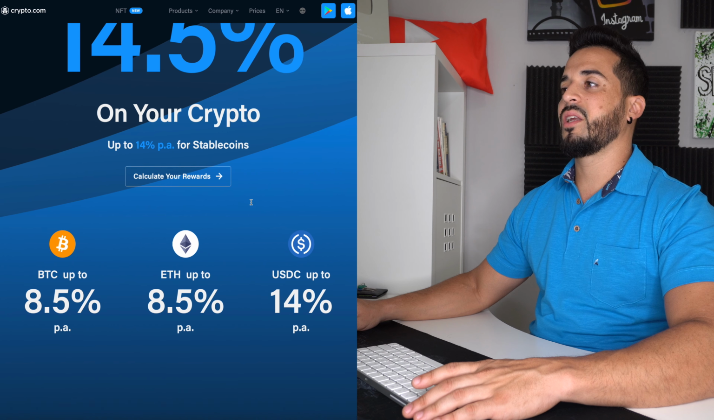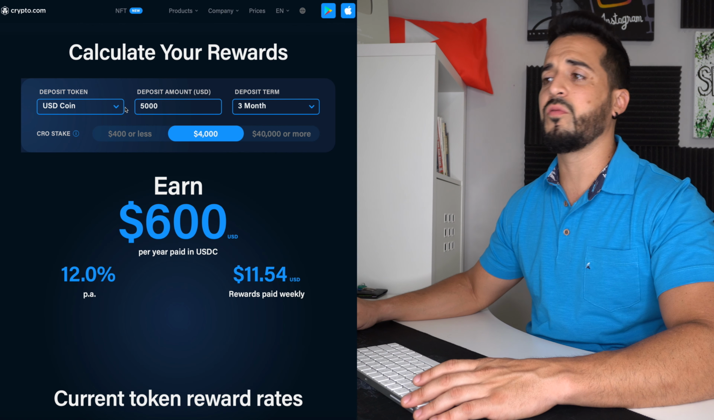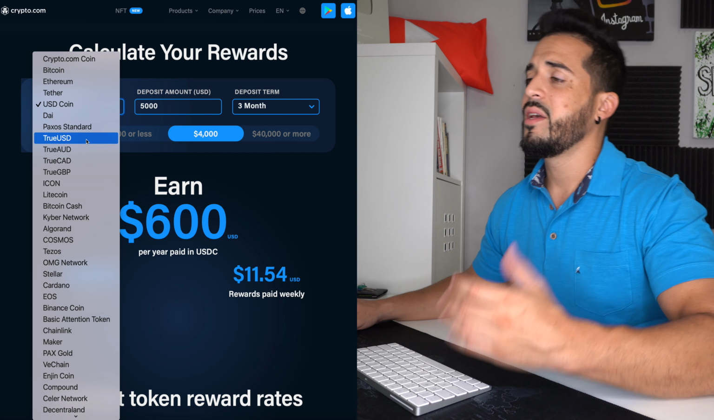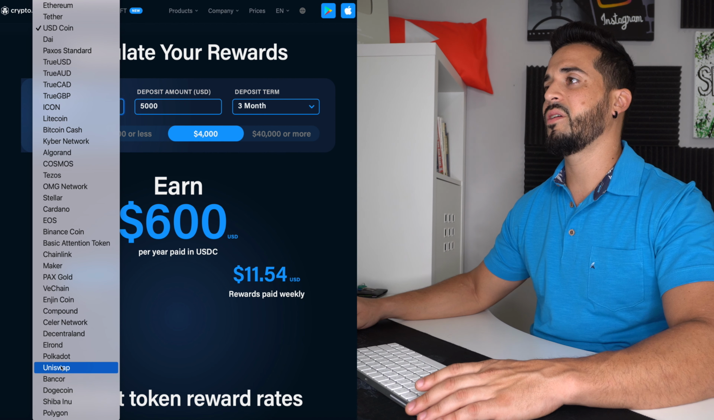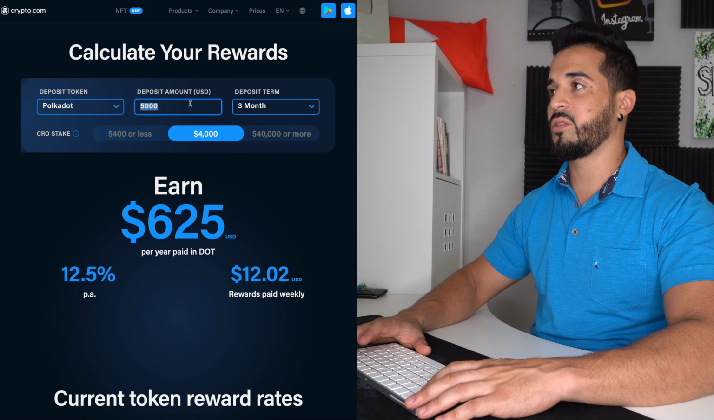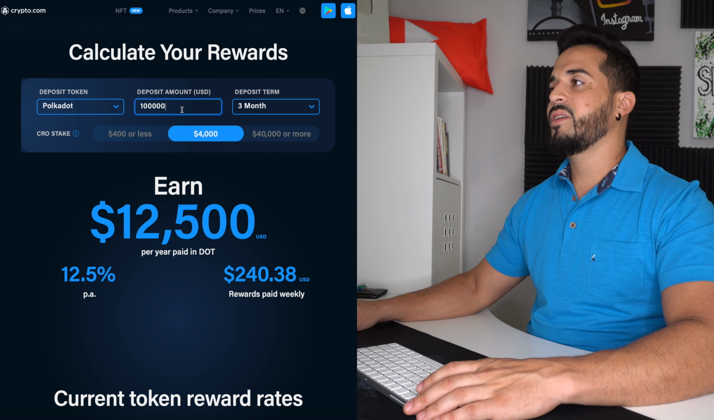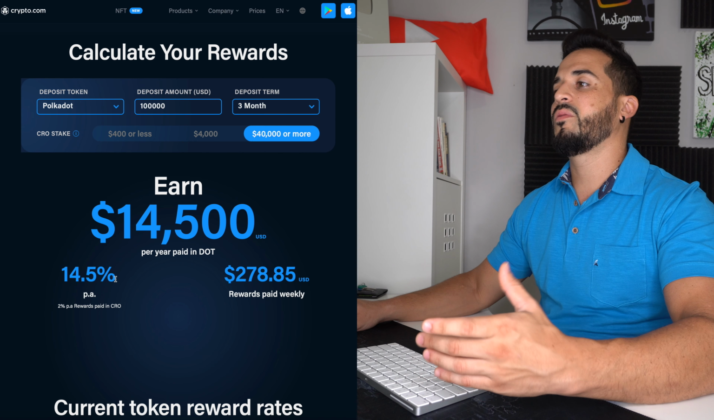So here you can select calculate your rewards and it will give you more information here. So the coin that will give you 14.5% return is not a stable coin. It is Polkadot. So if you select Polkadot here, it will ask you the amount that you want to stake. So for the purpose of this video, we'll use like 100,000. And as you can see, the highest that Polkadot can earn you is 14.5%.